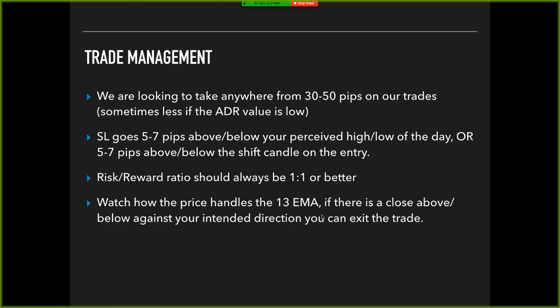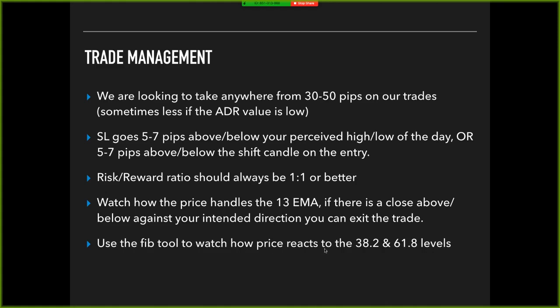If there is a close above or below against your intended direction, you can exit the trade. If you have seen me in the live rooms, I use this, and I also use the fib tool to watch how price reacts to the 38.2 and the 61.8 levels to manage my trade. Most of you in the live rooms know how to do that already. We can also use the TDI RSI signal line cross to exit a trade, and I covered that last Wednesday in the TDI webinar. Sometimes when you see the RSI crossing the signal line, that could be a signal for you to get out of the trade. It could be a sign of reversal.